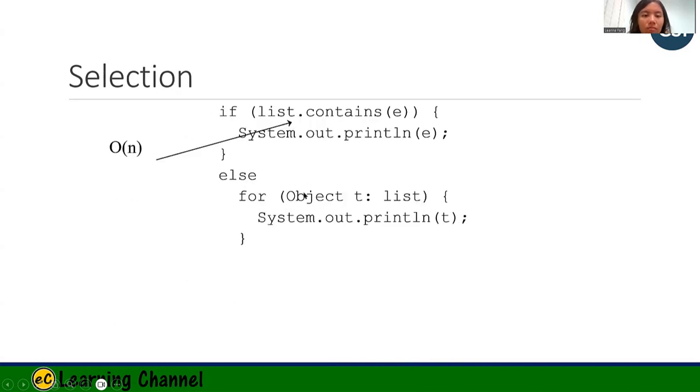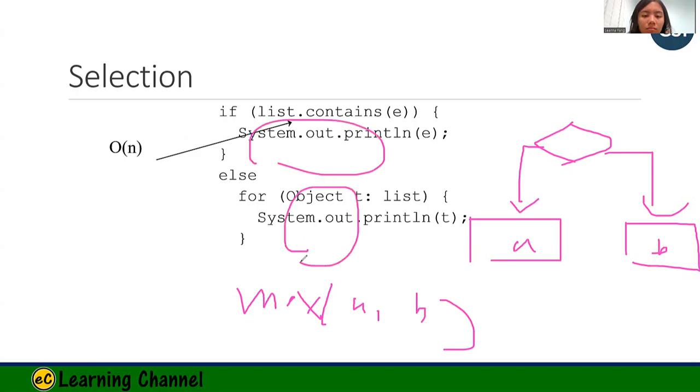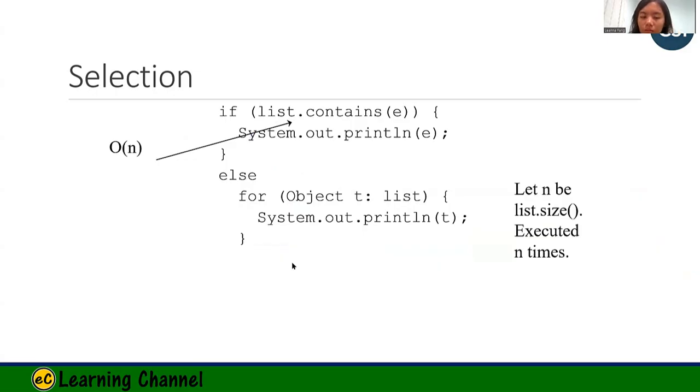If you have selection, you do if then else, in two cases, case A and case B. Then the time will be the maximum of A and B. Because A uses this much time, B uses this much time. With if then else, it depends on who is larger. You may go A, you may go B, but the longer one is the one that takes longer time. Is that okay?